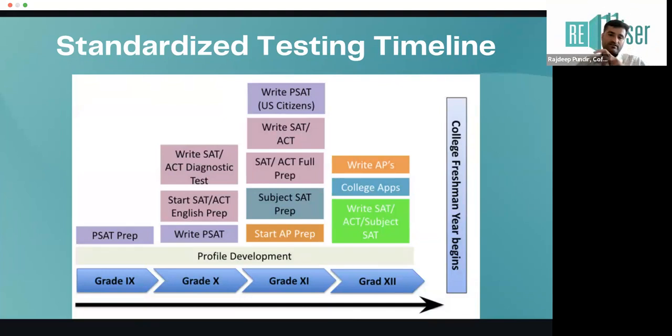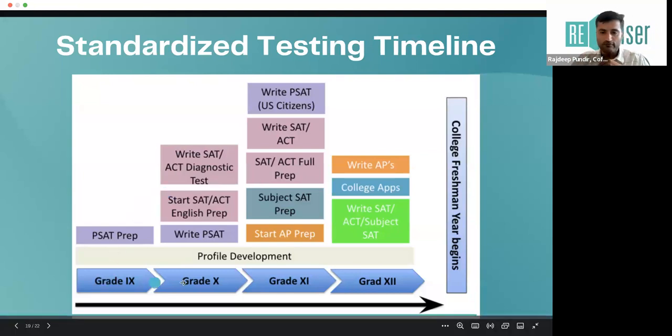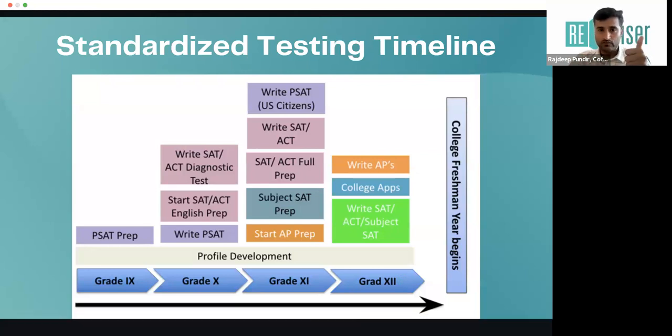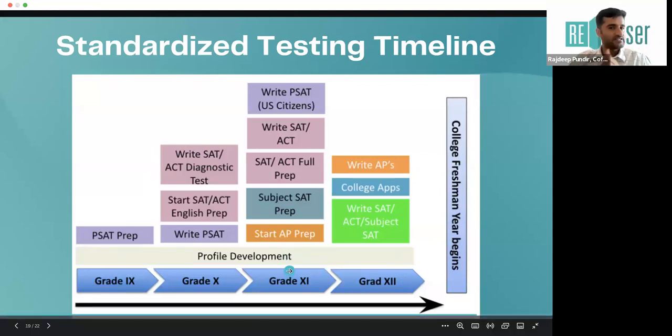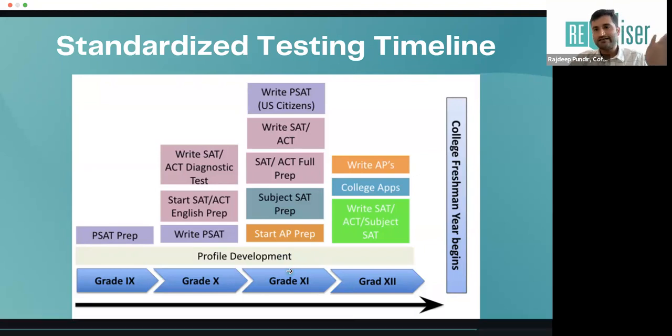I think this is taking us back to our initial slide where we started, where we said there are 4 major pillars. The first of them was academics. So we are looking at academics from grade 9, grade 10, grade 11, and grade 12. So all of your 4 years of school scores are super important. Second is profile development, which is happening again from grade 9, 10, 11, and 12, through which you are showcasing to the college what you're good at.